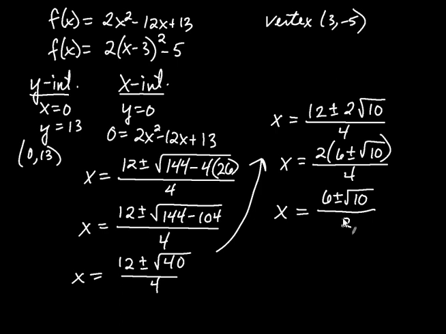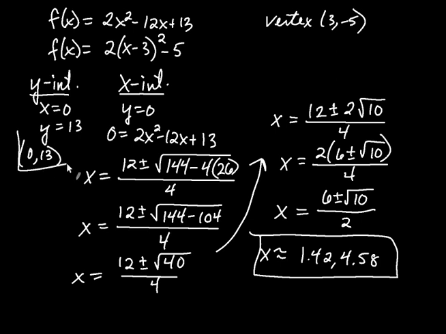Now, this is as simple, as exact as you can write it, and the square root of 10 is irrational. These intercepts happen to be x about equal to 1.42 and 4.58. This is where the parabola crosses the x-axis. That's what you do when you get decimal approximations using a calculator. Okay, let's put this all together and see what our graph looks like. We have the x-intercepts, the y-intercept, and the vertex. Let's see what this thing looks like now.